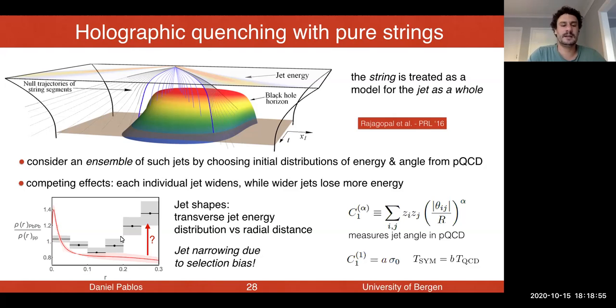But they didn't push this forward. They didn't include the medium response, but they could have done it. Maybe they will at some point. This was Krishna, Vilke, and Andrei. It's a very nice model that shows the selection bias from holography. That's interesting.